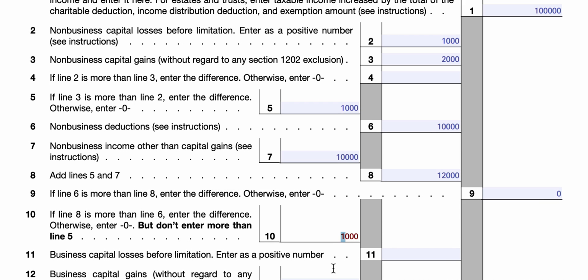Now, if this situation was reversed and this was the $12,000 figure and line 8 was the $10,000 figure, then you would have a $2,000 figure go into line 9. So that's how you manage lines 9 and 10. For line 11, you'll enter any business capital losses before the limit. Enter this as a positive number.